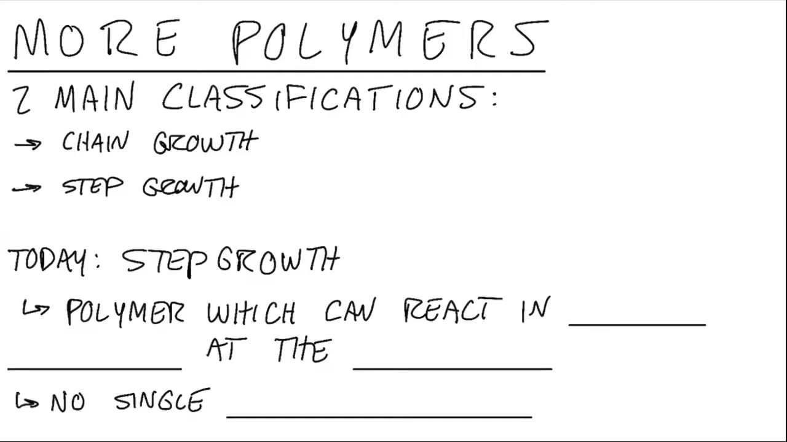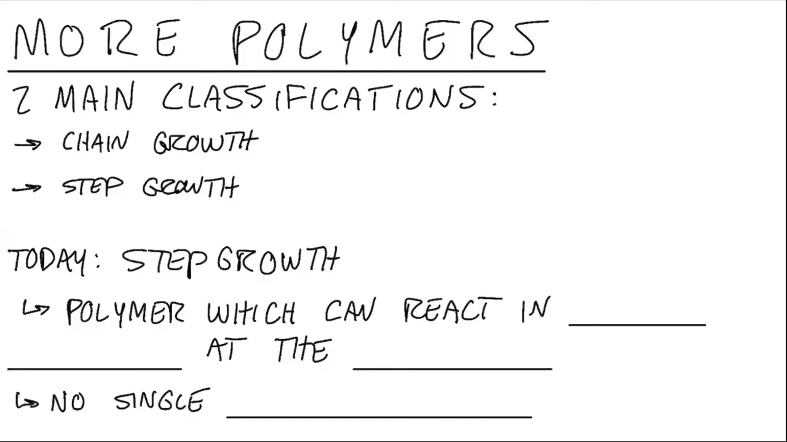Hey everyone, welcome to the second part of our little mini polymer unit. Last time we talked about chain growth mechanisms of polymerization. Today we're going to talk about the other part of that, which is step growth. So they're kind of the two different umbrellas under which we have a whole bunch of different types of polymers.